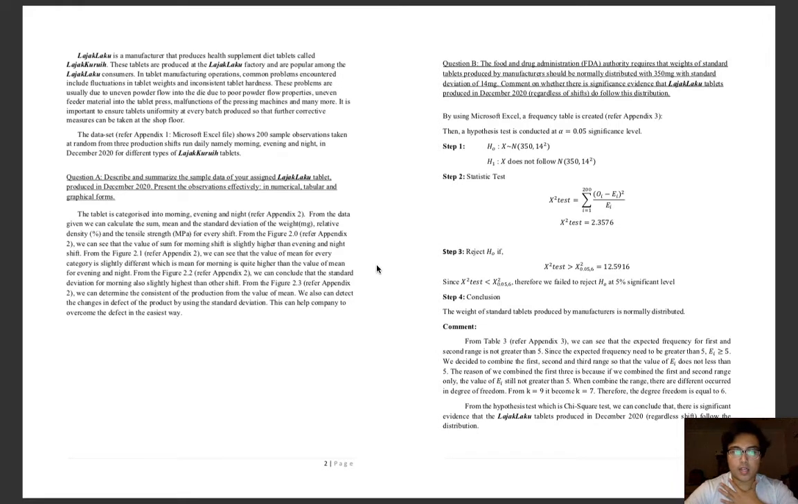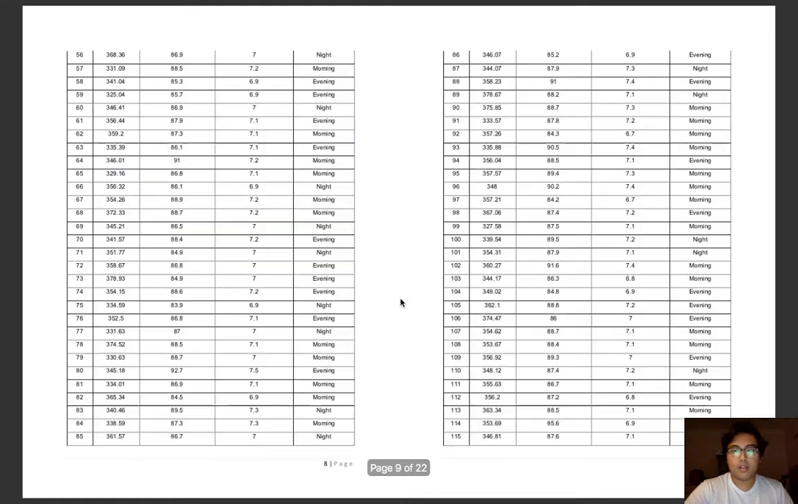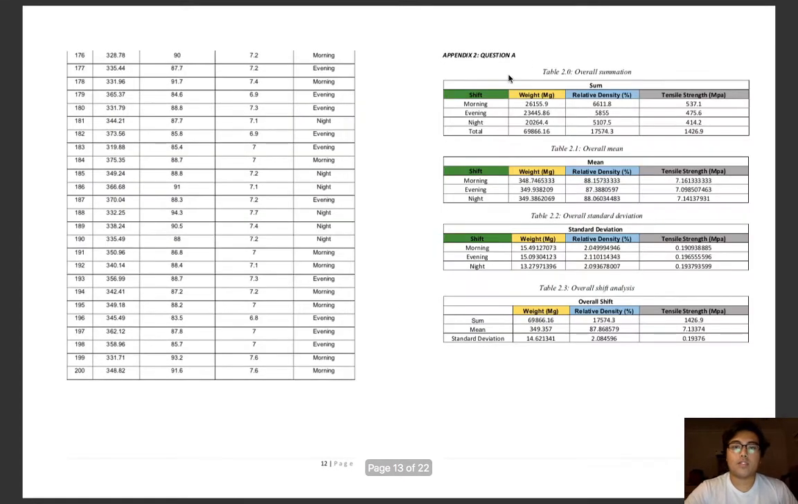For question A, we were asked to describe and summarize the sample data of the assigned Lajak Laku tablet that was produced in December 2020. So we will proceed to the reference of question A, which is appendix 2. As you can see, the tablet is categorized into morning, evening, and night. From the data given, we can calculate the sum, mean, and standard deviation of weight, relative density, and tensile strength for every shift.